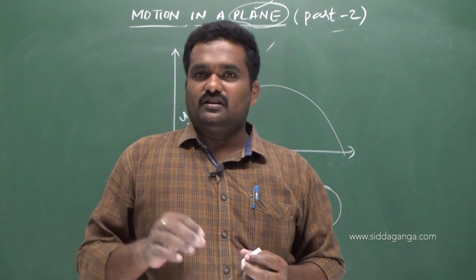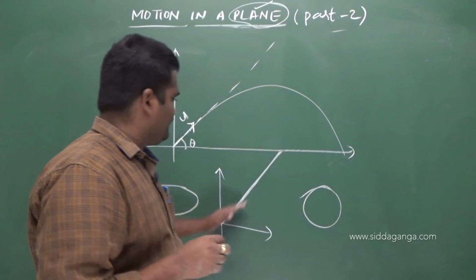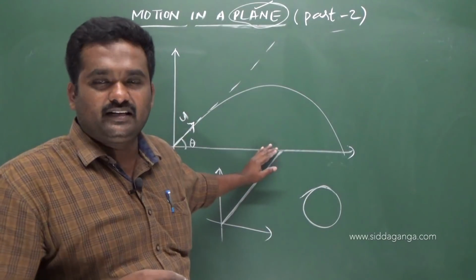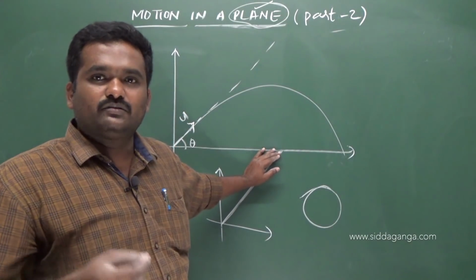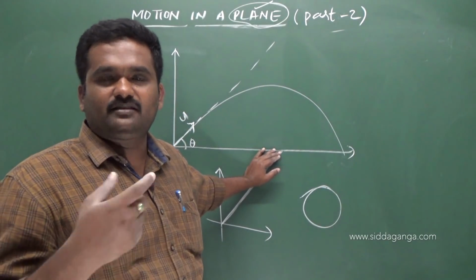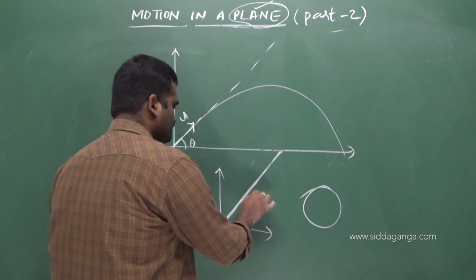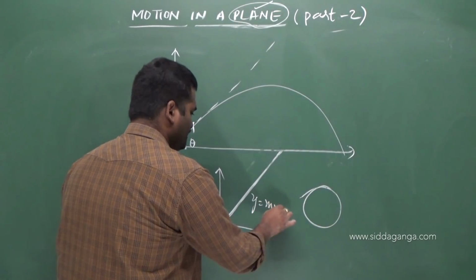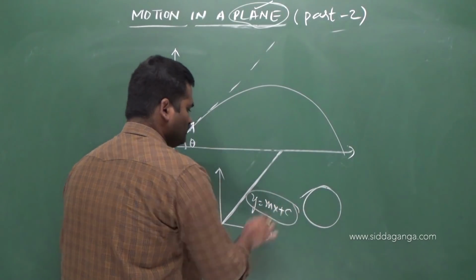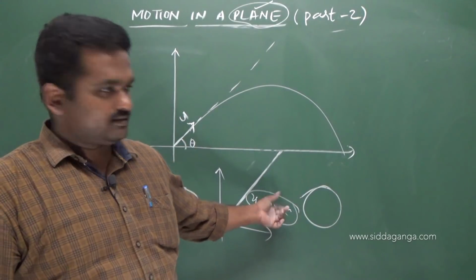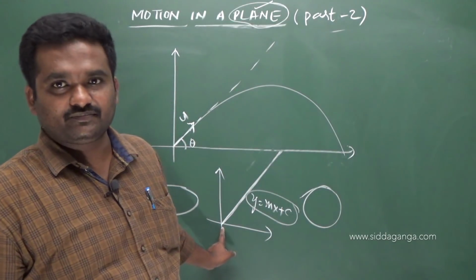Any kind of motion, for example, if it is a straight line, I hope you are familiar with straight lines at least. y equals mx plus c. I hope you have come across this slope intercept form of a straight line, isn't it? So if I say y equals mx plus c, just looking at the equation, you can say this is a straight line, isn't it?